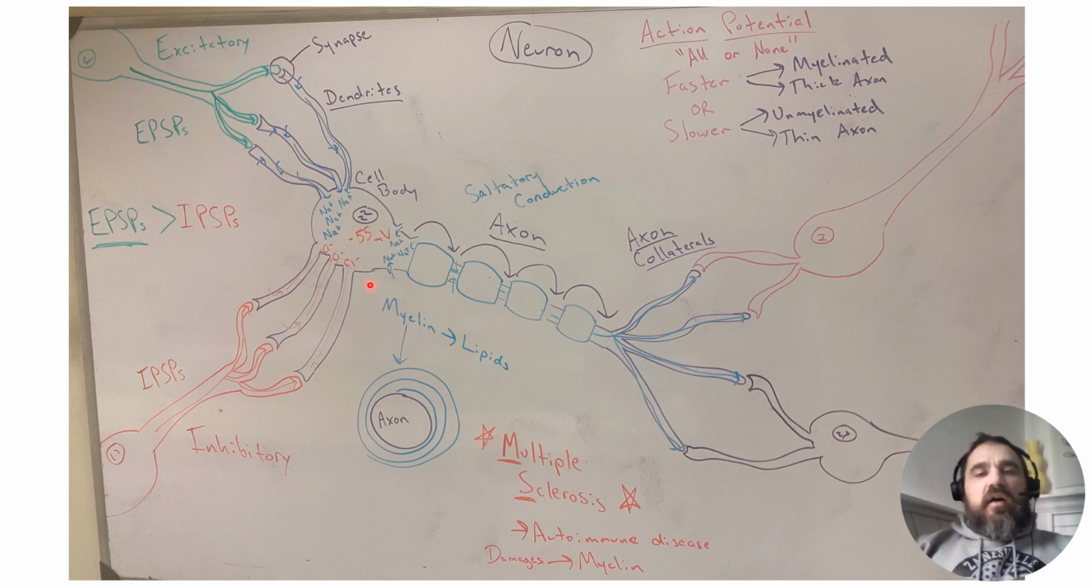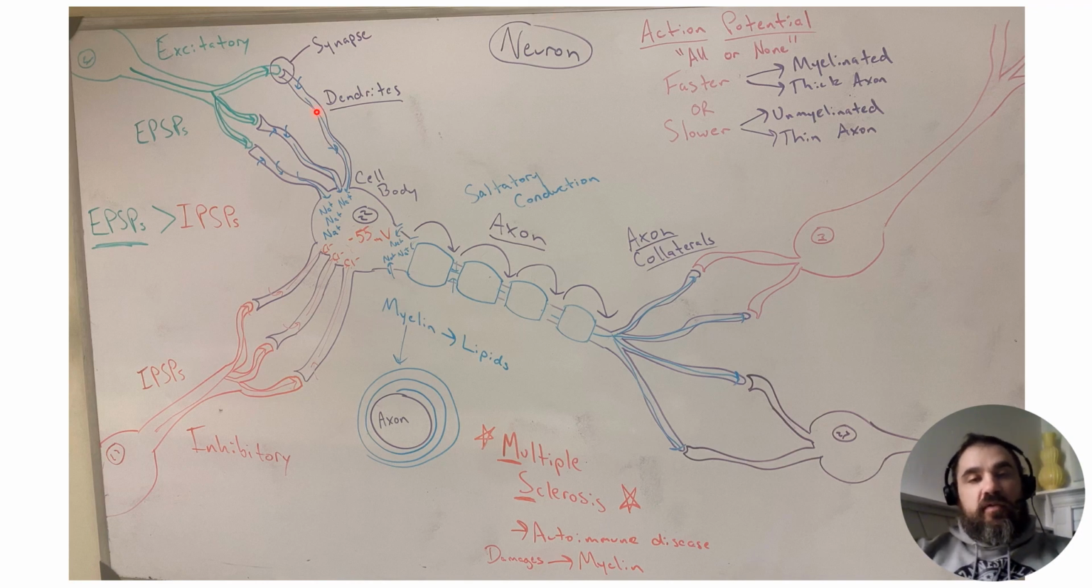So this number, negative 55, is a threshold voltage. At rest, our neuron is polarized at negative 70 millivolts. For our neuron to send an action potential, we have to reach a threshold of negative 55 millivolts. At rest, the neuron is at negative 70 millivolts, and that is our resting potential.